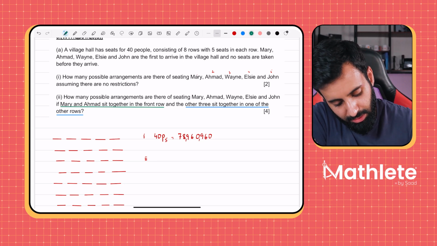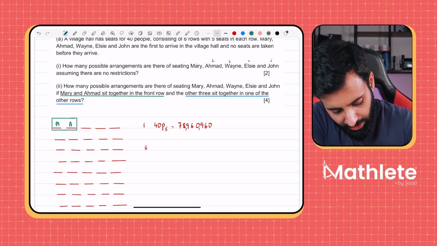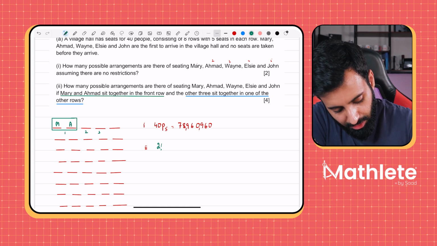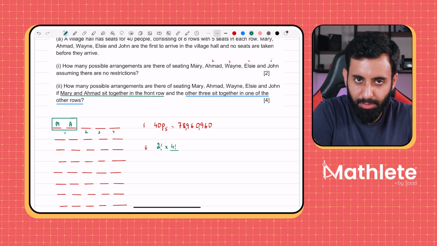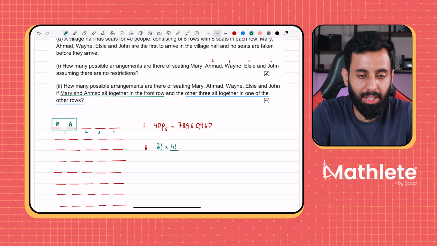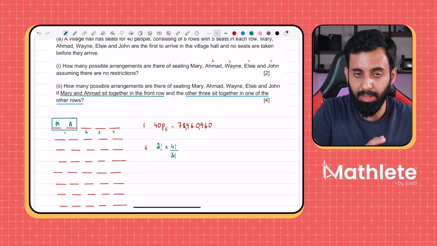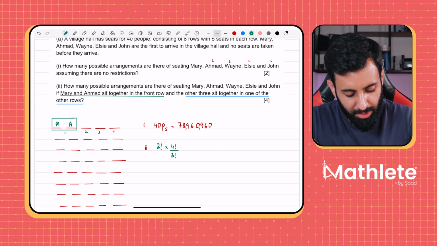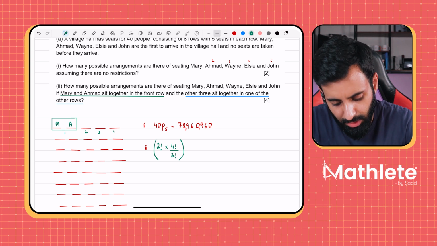Let's talk about the first restriction where Mary and Ahmed are supposed to sit together. If they want to sit together, we will put them in a box and they can shuffle amongst themselves 2 factorial number of ways. Now 1, 2, 3, 4: we have 4 different units, so we'll multiply it by 4 factorial. Although I said 4 different, they're not all different because the blank spaces are identical. So I need to divide it by 3 factorial. If there were people in these blank spaces, then we wouldn't have divided by 3 factorial. But because these blank spaces are empty, we have to divide by 3 factorial. So this is basically the first restriction, which is kind of easy to deal with.